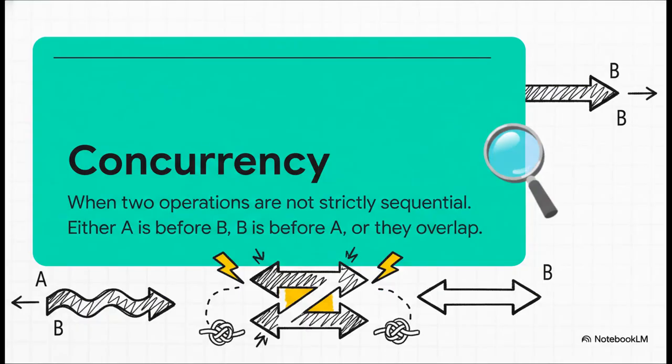Okay, first up, concurrency. Now, here's a super important point. Concurrency doesn't mean two things are happening at the exact same millisecond. It just means their execution overlaps. Task A might start, and then task B kicks off before A is finished. It's right there in that overlap that you get all the power and all the danger of concurrent programming.